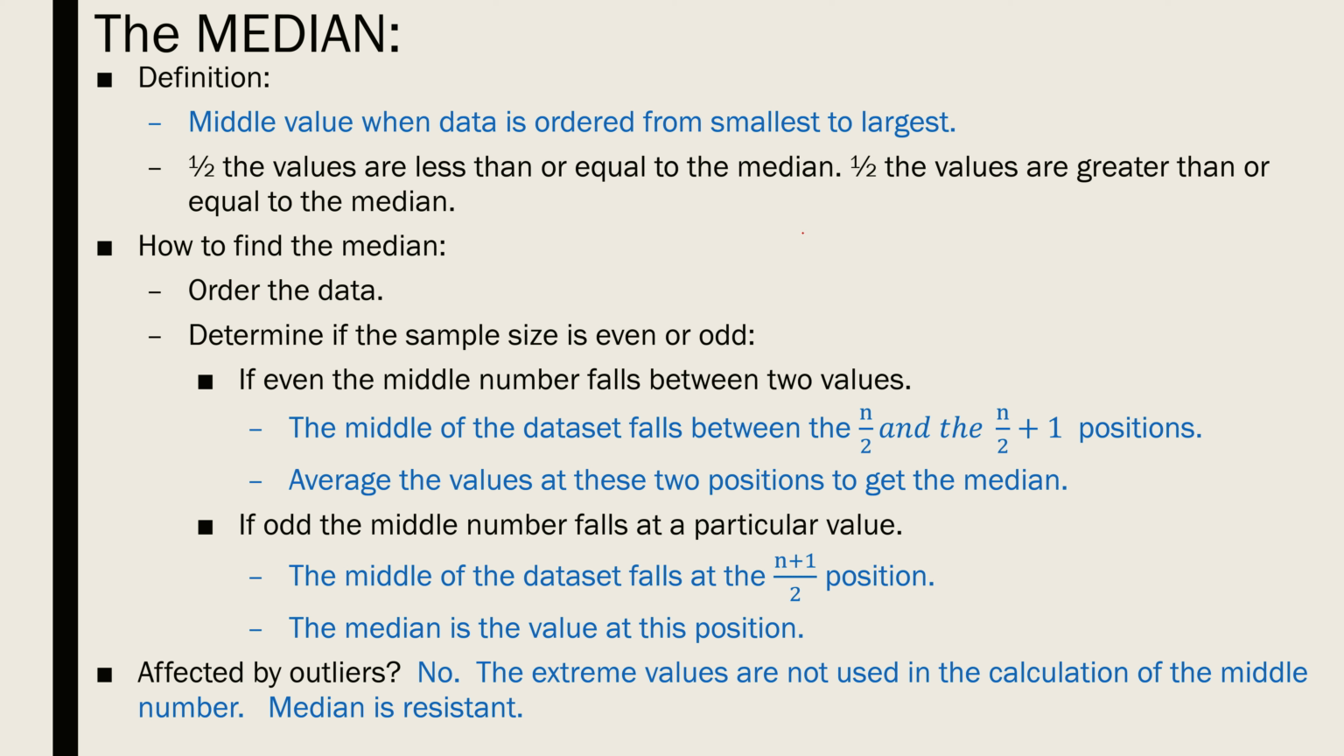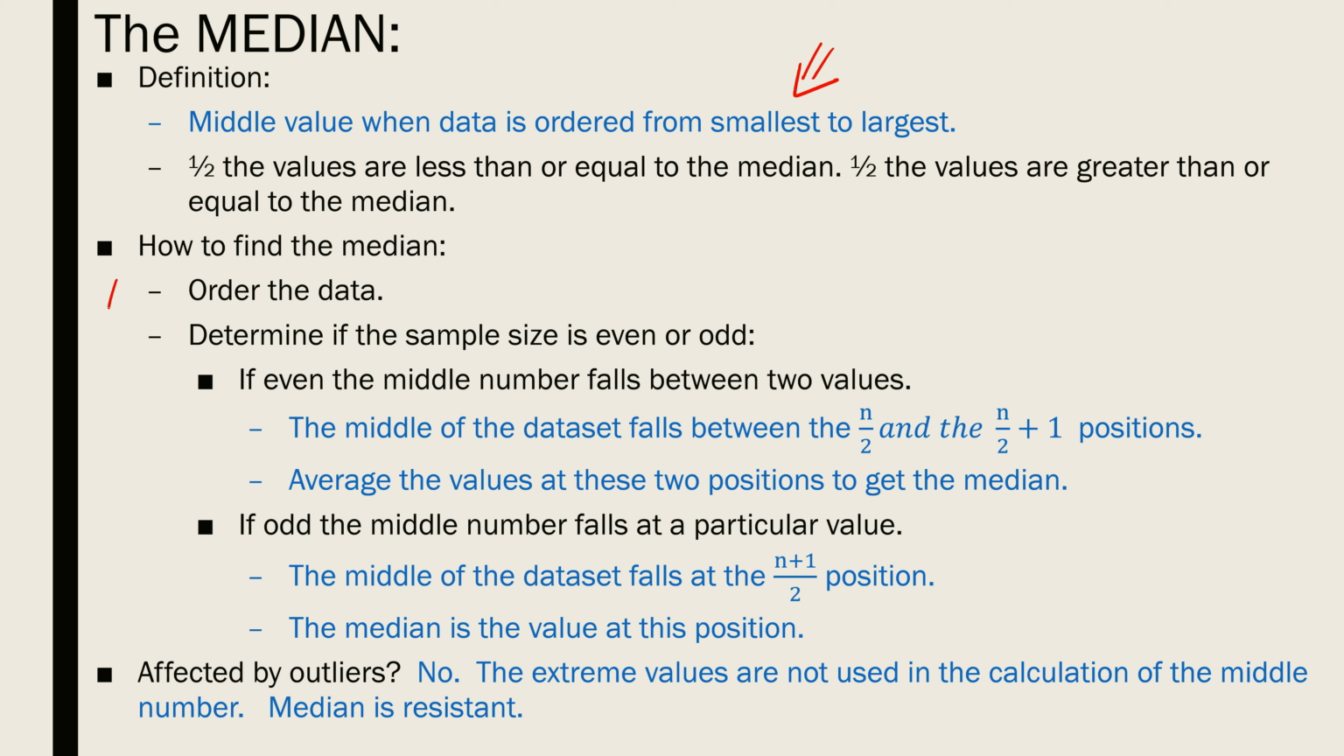Here is the formal definition of the median. The median is the value when data is ordered from smallest to largest. Half of the values are less than or equal to the median. Half of the values are greater than or equal to the median. Here is how you can find the median.